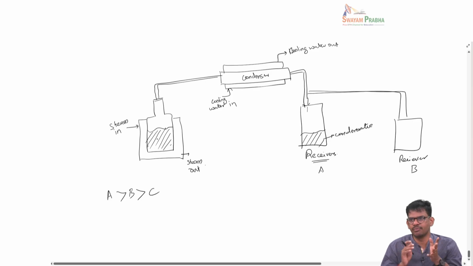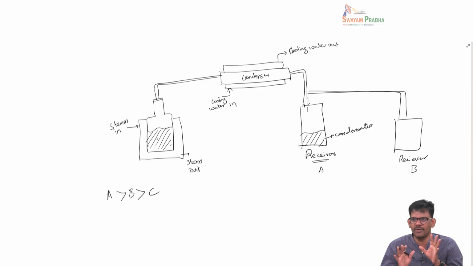Again, we are not talking about pure component A, B, C. We are only talking about, compared to the original solution, am I able to fraction it into liquids which are rich in A, rich in B, and rich in C. So for this kind of a multi-component mixture, you can have a series of receivers to make the cuts collected at different time intervals.